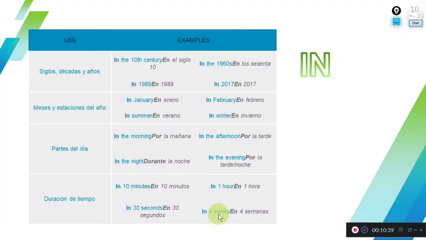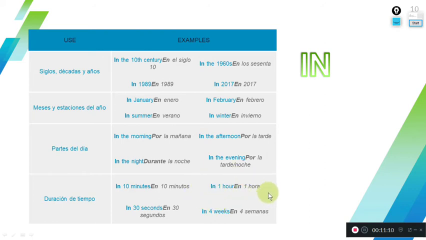Let's continue. In this case, we're going to have in. In es el más general de todos, por lo tanto va a agarrar periodos de tiempo largos, como años, meses y estaciones, partes del día y, por ejemplo, la duración del tiempo. Esto es muy importante. Por ejemplo, cuando nosotros decimos, dentro de cuántos minutos o cuántas horas va a estar hecha tu tarea, y decimos in 1 hour, va a estar dentro de 1 hora.